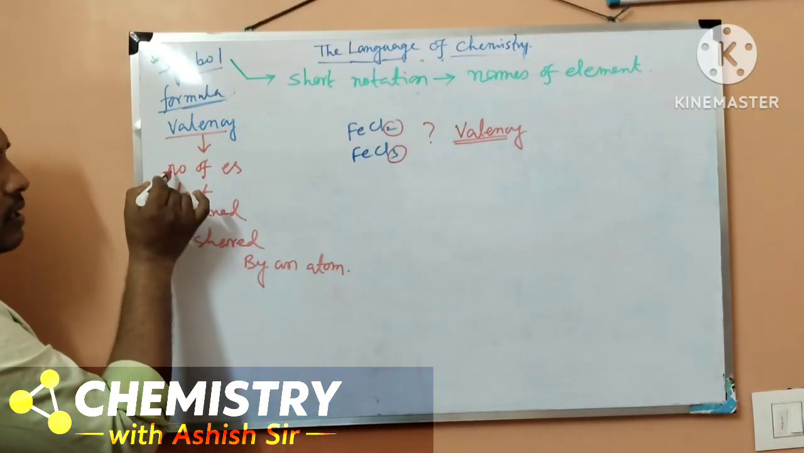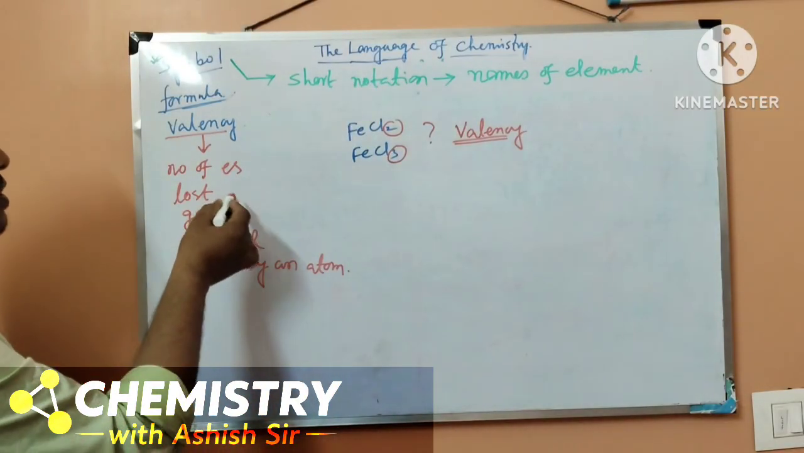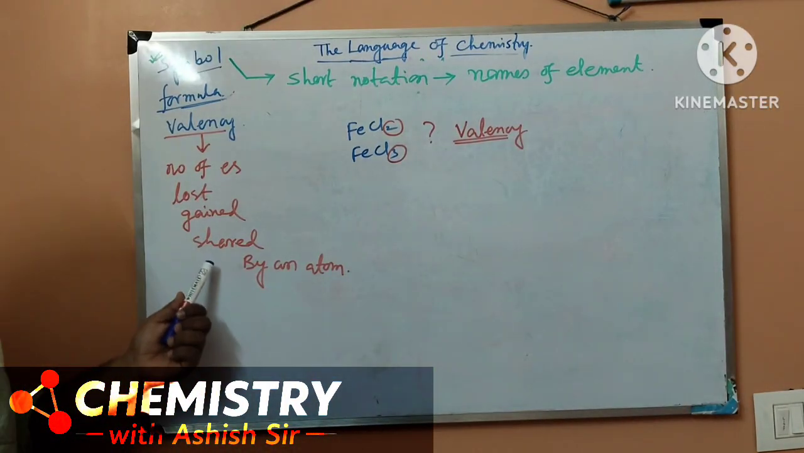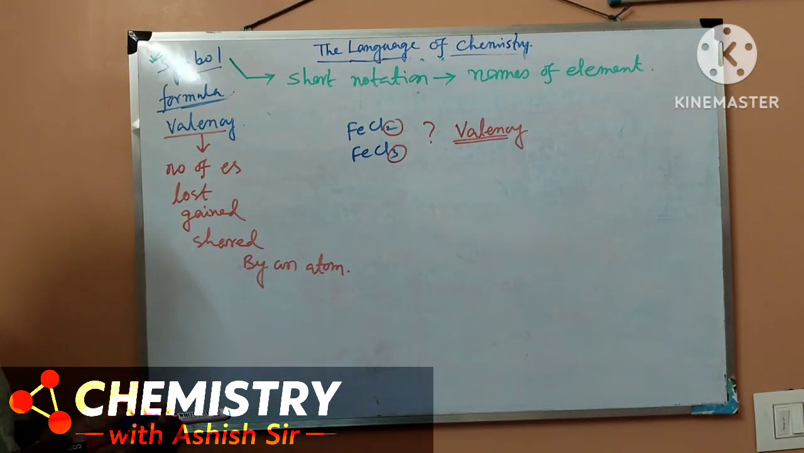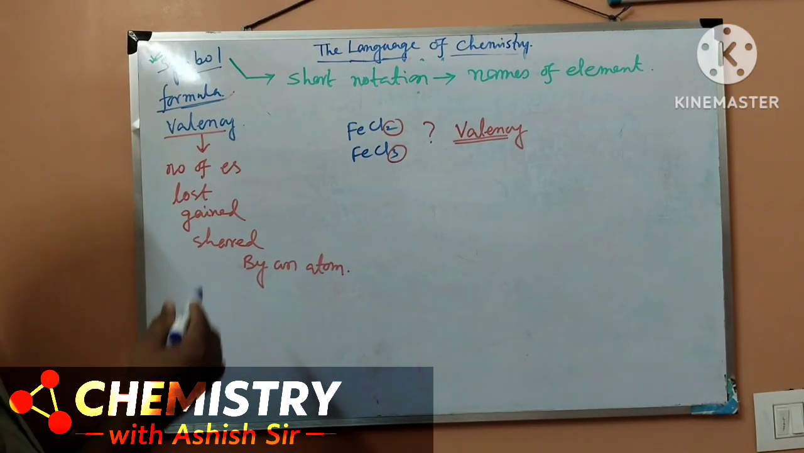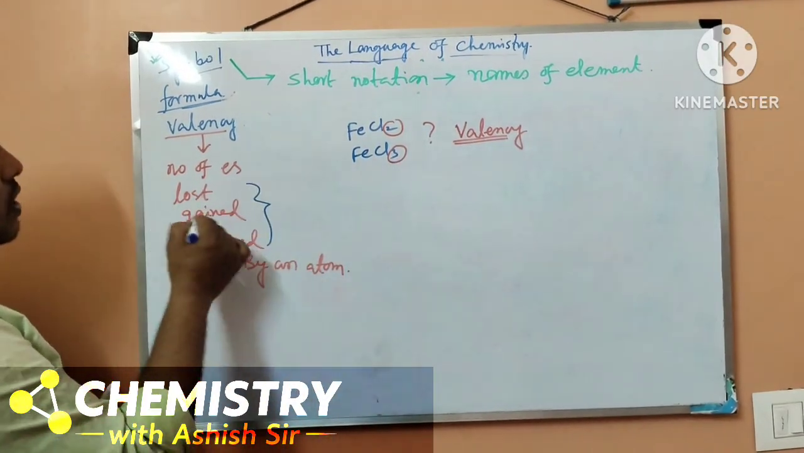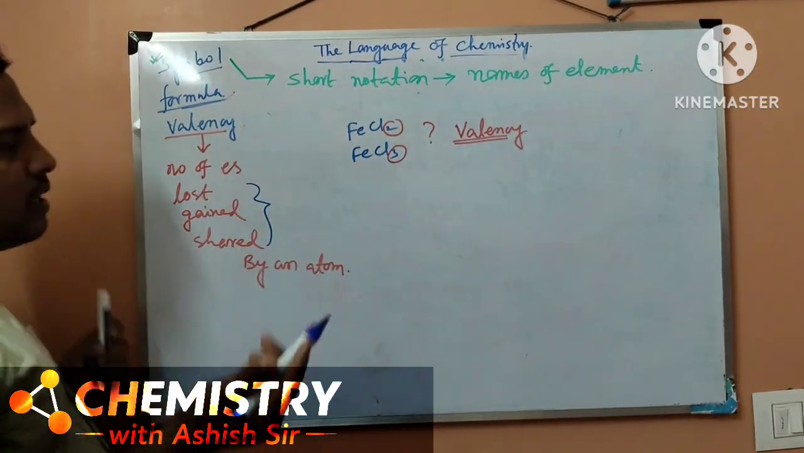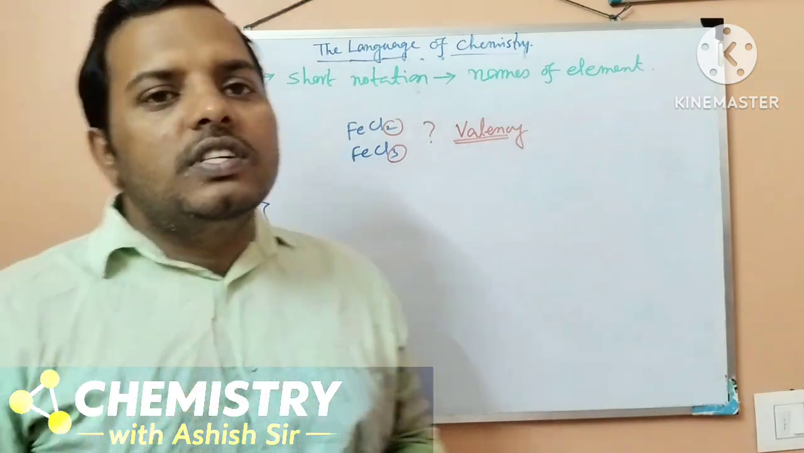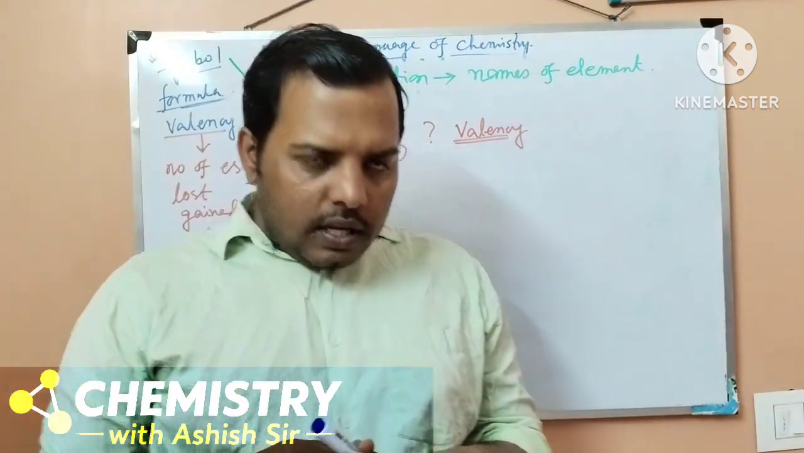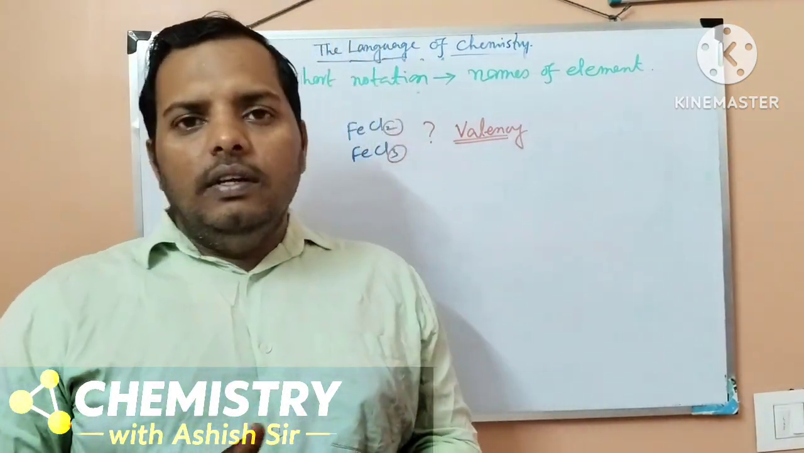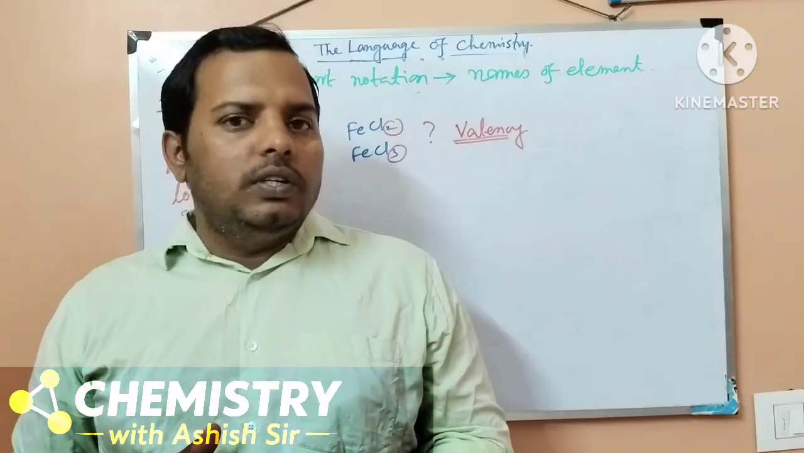Valency is the number of electrons which is lost, gained, or shared by an atom. Now the question is why should an atom lose or gain or share electrons? The answer you already know: it is due to the stability of the atom. Here I am just reminding you about the octet rule and duplet rule.